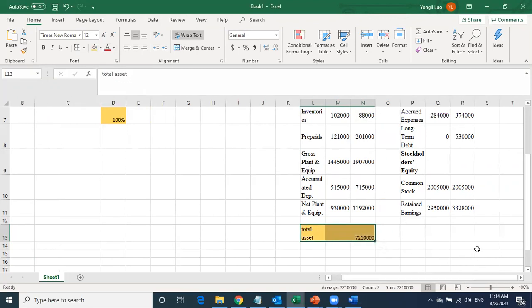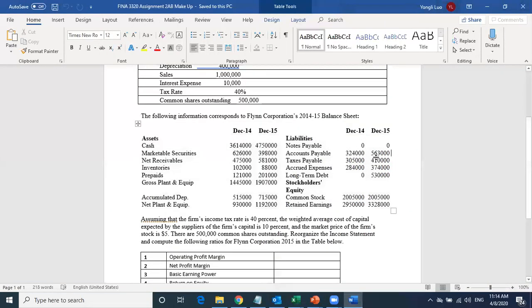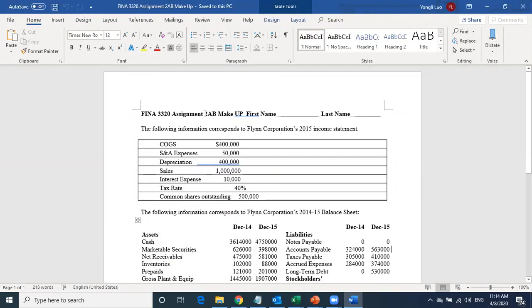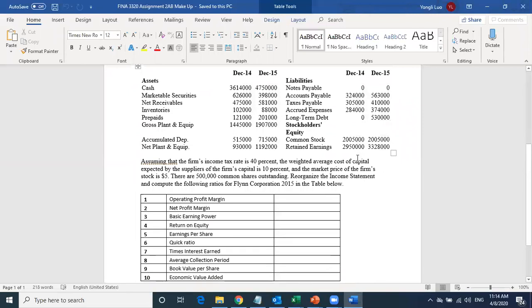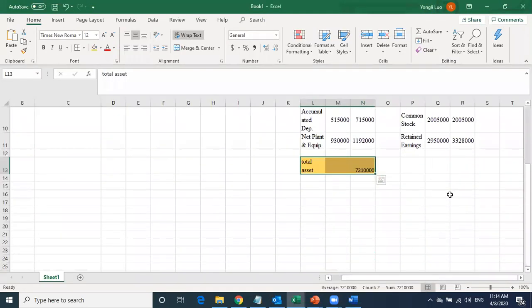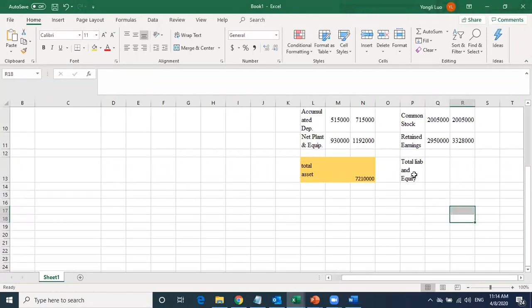Because this is the balance sheet, some of the students come here late and don't know what I'm talking about. This is your assignment 2A and B makeup exam. So this is the total assets. Now I want you to know your total liability and owner's equity, because it has to be balanced.